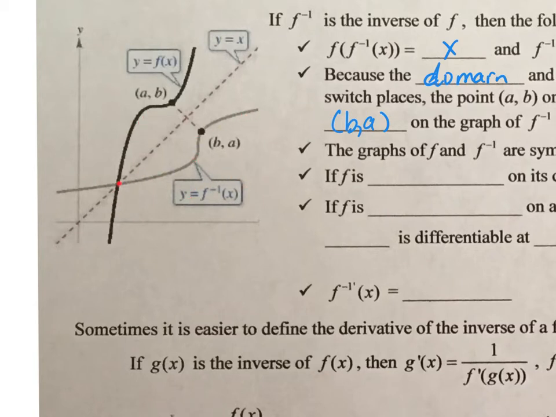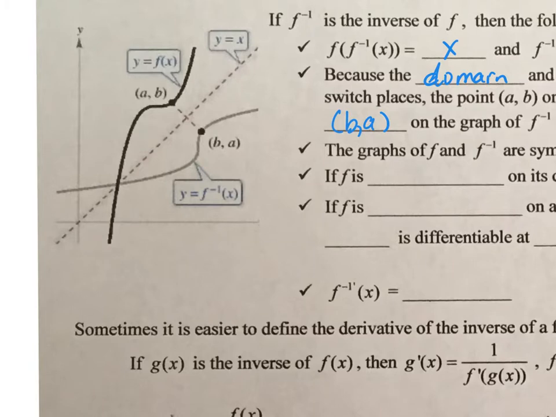Now remember, if you have a function and its inverse, the domain of the function will become the range of the inverse, and the range of the original function will become the domain. In other words, domain and range values just switch places. So that means if I have a point a, b on my function f of x, then the point that corresponds to it on the function f inverse of x will be b, a. Okay, so x and y's just switch places.